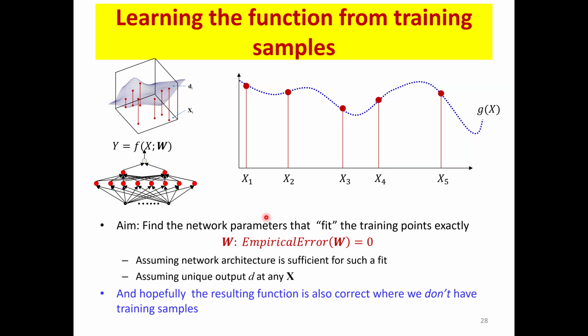Okay, so here's the situation. We want to find the network parameters such that the output of the network computes the desired output, which is the value of g of x at those inputs, exactly. And hopefully, if we can do this, then the network is also computing the rest of the function correctly in the other locations x.